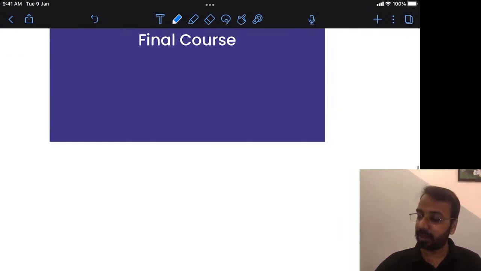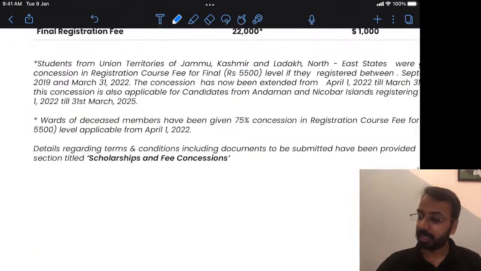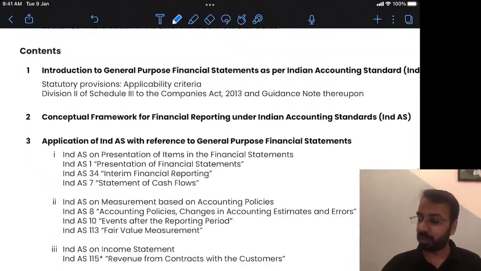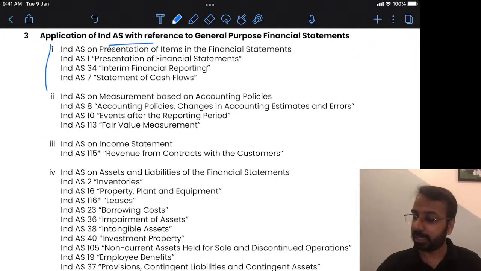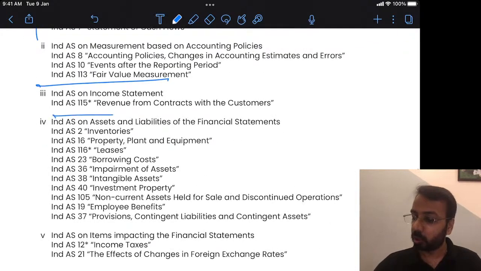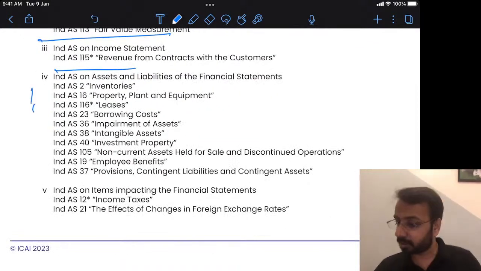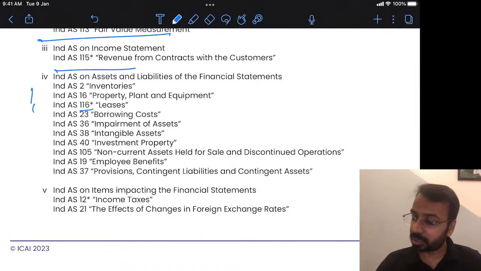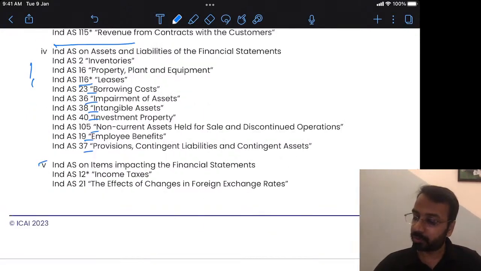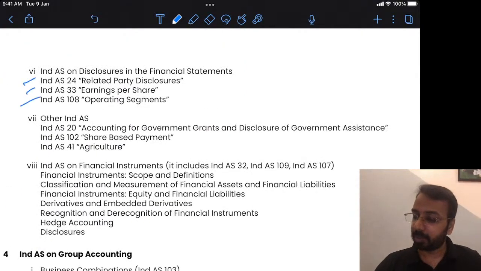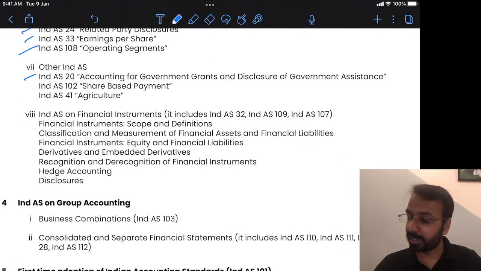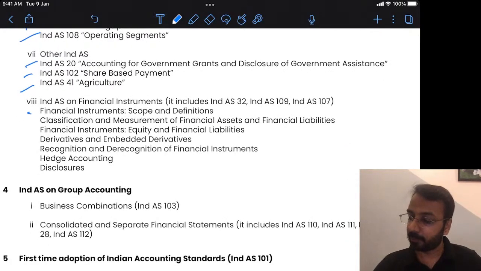Now coming to CA final, paper 1, financial reporting. So now here if you see Ind AS, 34 and 7 were there. These were also already there. 115 was there. 116 was there. Then 23, 36, 38, 40, 105, 19, 37, all of these are already there. Ind AS 12, 21 is also there. 24, 33, 108, everything is there. 21, 41, this is also there. Financial instrument, all of these are there.